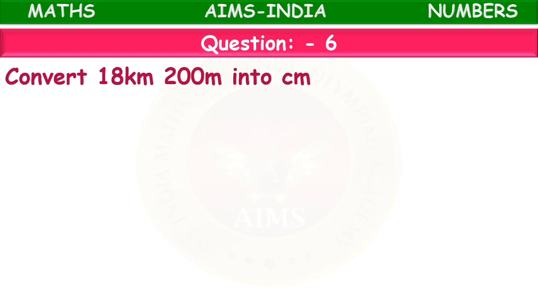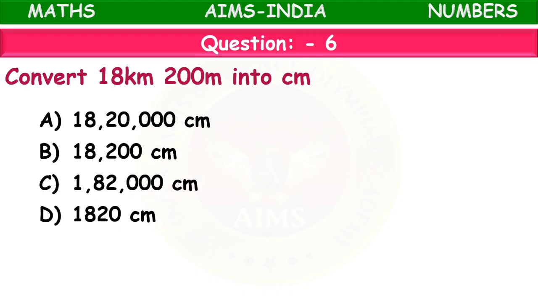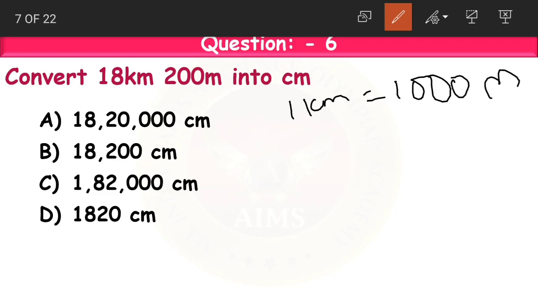Convert 18 kilometers 200 meters into centimeters. Option A, 18,20,000 centimeters. Option B, 18,200 centimeters. Option C, 1,82,000 centimeters. Option D, 1,820 centimeters. Now if you remember, what did we learn about this? We learned that 1 kilometer is equal to 1000 meters. Now in the question, one is kilometers and the other is meters. So first we'll convert these kilometers into meters.